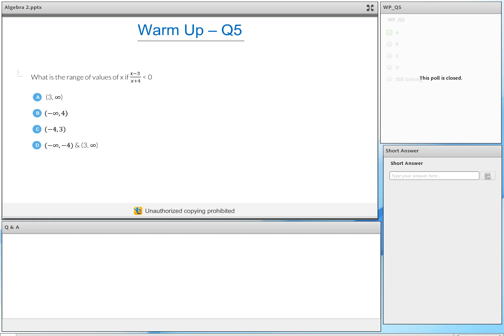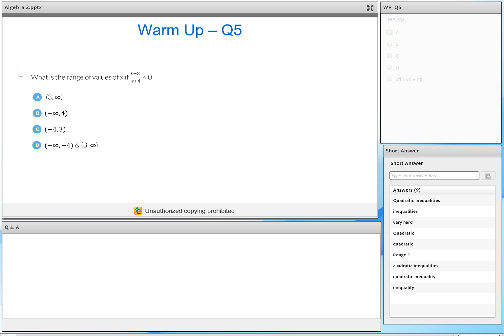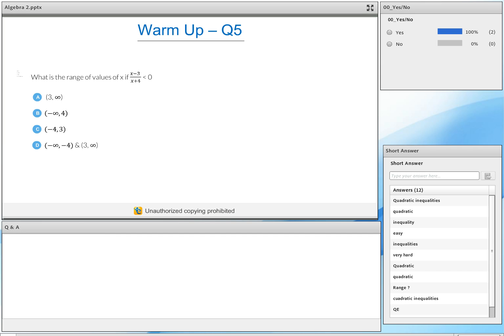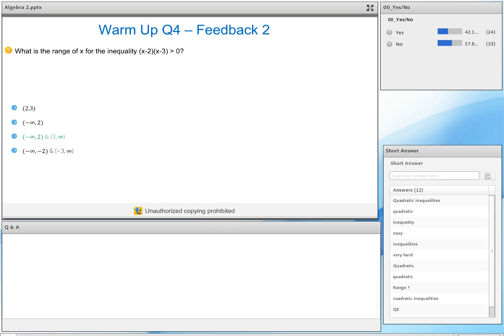So what kind of questions were these, questions 4 and 5? What kind of concepts were we testing through these two questions? Absolutely, quadratic inequalities. Yes. Okay. So how many of you feel confident with quadratic inequalities? Okay, I see about a 50-50 split here. All right. Let's understand these questions real quick here.